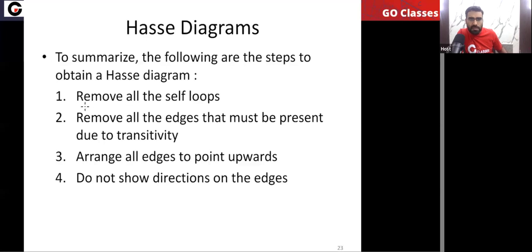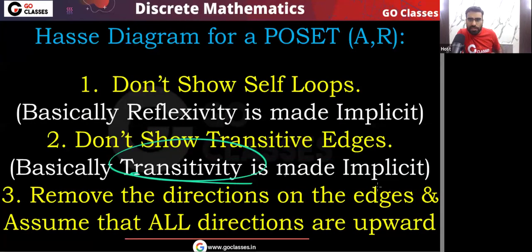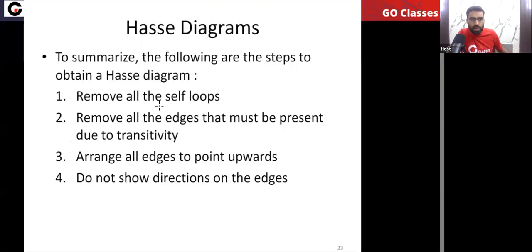To create the hash diagram, remove all the self loops, remove all the transitive edges. Okay, so don't show transitive edges. Again, remember, transitivity is implicit because every partial order relation is reflexive, transitive, and antisymmetric. So remember, in this diagram, we are not showing self loops, we are not showing transitive edges, but implicitly, these things are always present. Okay, so very simple point how to create the hash diagram.